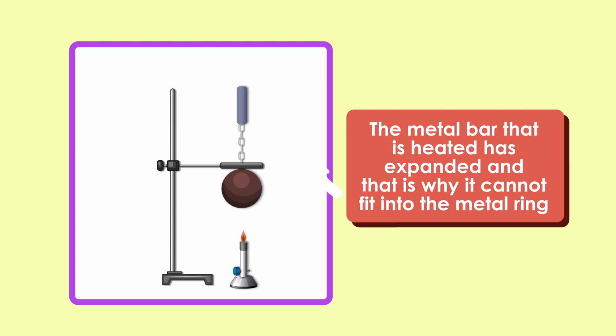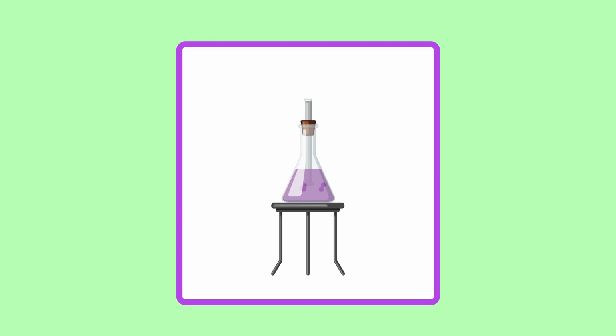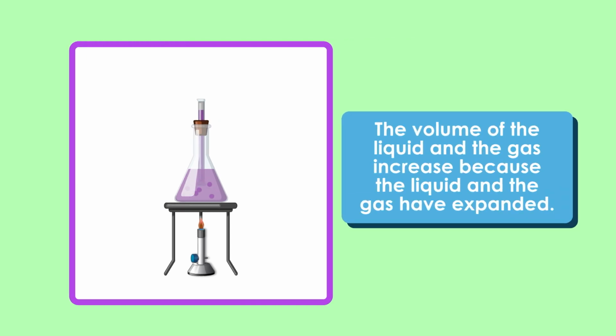Now, let us take a look at the picture. These apparatus are set up to show that heat can cause liquid to expand. We know that the particles in liquid and gas move freely. So, when the liquid and gas are heated, the particles move faster and randomly. The distance between the particles also increases. This causes the volume of the liquid and gas to increase because the liquid and gas have expanded.